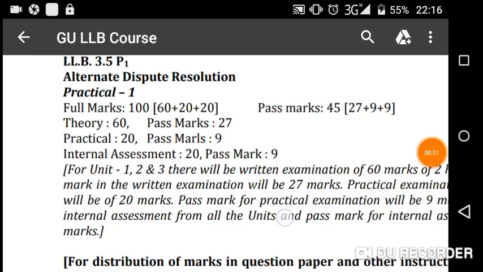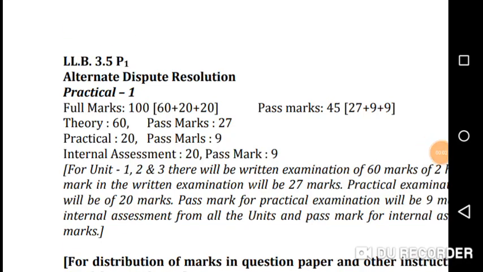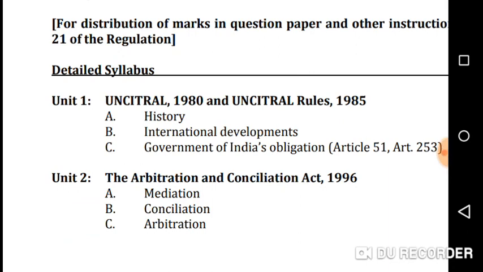So this is the syllabus of Guwahati University Alternate Dispute Resolution. Now it is Unit 1. Unit 1, the second heading deals with the UNCITRAL Conciliation Rules 1980 and the UNCITRAL Arbitration Rules 1985.